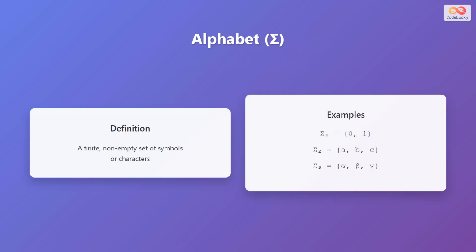Let's define what an alphabet is. An alphabet, denoted by the Greek letter sigma, is a finite, non-empty set of symbols or characters. Here are some examples of alphabets.